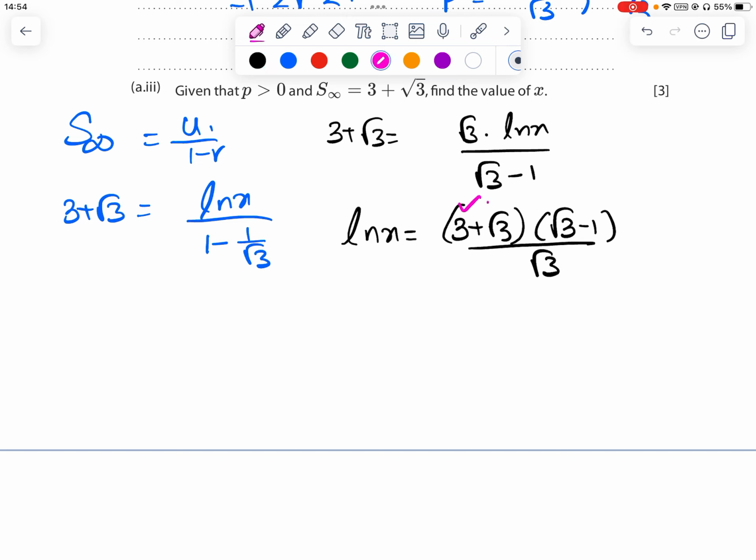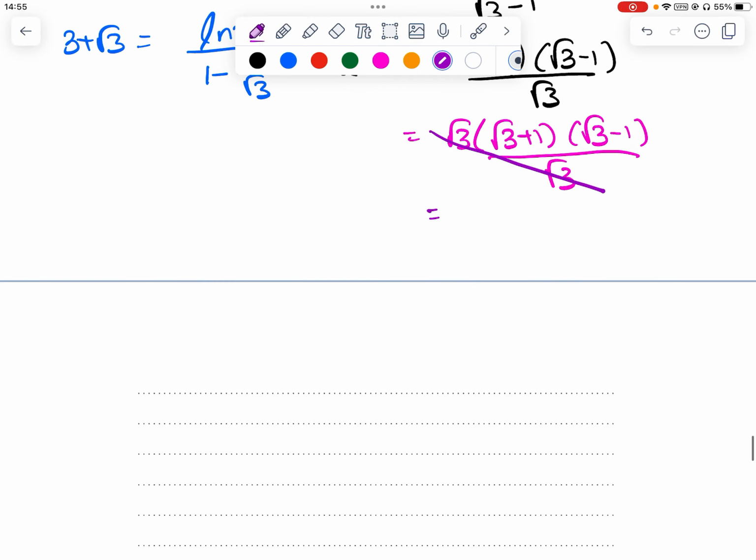So I can take root 3 common in these both. So it becomes root 3 plus 1 times root 3 minus 1 divided by root 3. What's the point? So that root 3 can be cancelled. A plus b times a minus b is a square minus b square, which is root 3 square minus 1 square, which is 3 minus 1, which is 2. That is ln x. So, converting logarithmic form into exponential form, x equals e square. That's going to be the answer.